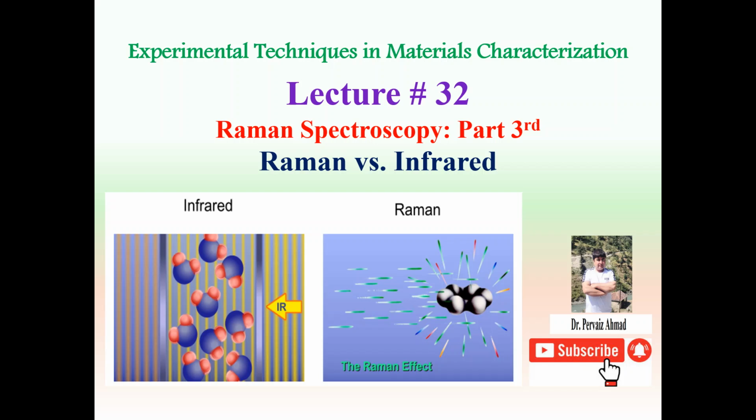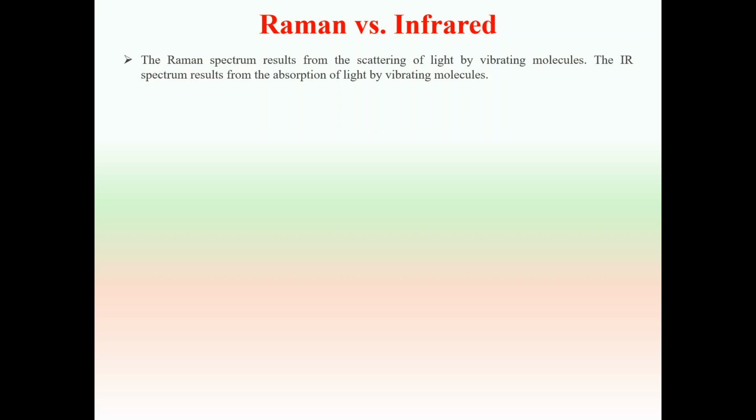This is part number three of the lecture series on Raman spectroscopy. In these lectures, we will differentiate between Raman spectroscopy and infrared spectroscopy, which in short we call FTIR. So let's proceed towards the detailed differences between Raman spectroscopy and IR spectroscopy. What is the key difference between Raman spectroscopy and FTIR, or we can say IR spectroscopy?